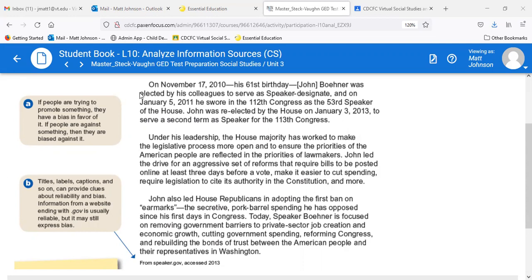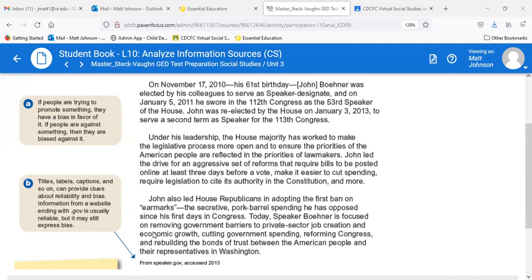So our text box A says, if people are trying to promote something, they have a bias in favor of it. If people are against something, then they are biased against it. So we have to look for that bias. One way we do that is we look at how they discuss those events and the word choices they have. All of this is coming toward this idea that we've been working on here, with word choice and style, how people are writing and what they want us to think about it.